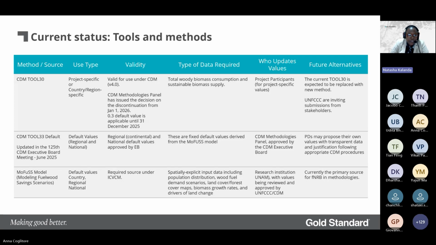Then we have the Modeling Fuelwood Savings scenario, or MOFAS model, which is the parent default value carrier, I would say in my own words, providing the default values from which CDM 233 has also borrowed. So this is currently the primary source for fNRB default value guidance that is available today. That is where we are in terms of tools and methods in the current status. Let's see what's next.